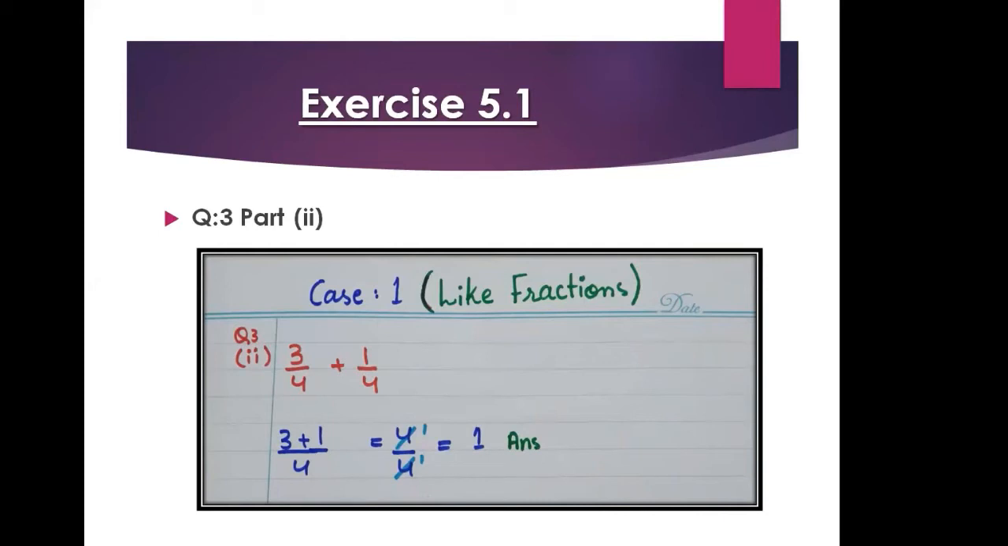The denominators of both fractions are same. So what we have to do, we simply add the numerators. First, we will write 4 as a denominator and 3 plus 1 as a numerator. 3 plus 1 equals 4 over 4. Now the cancellation is possible. 4 ones are 4, 4 ones are 4. So the answer is 1. This is our question number 3, part number 2. And the solution is for like fraction.